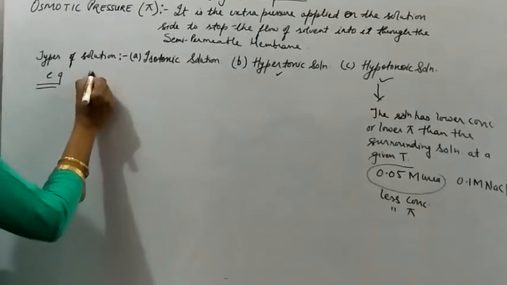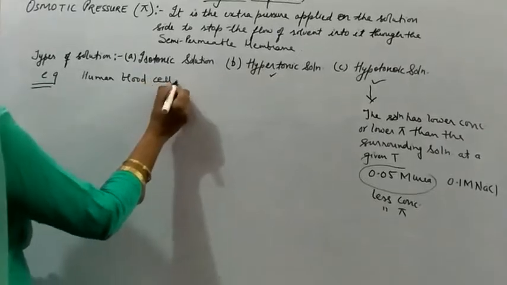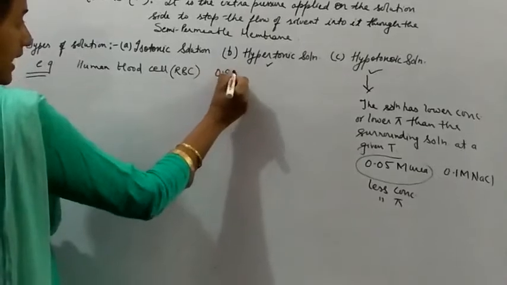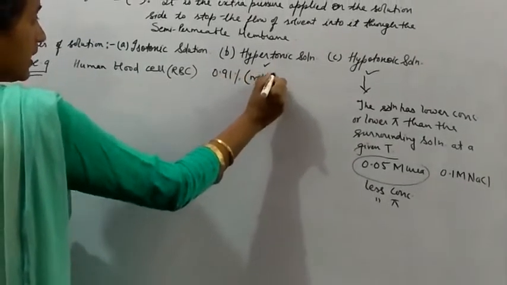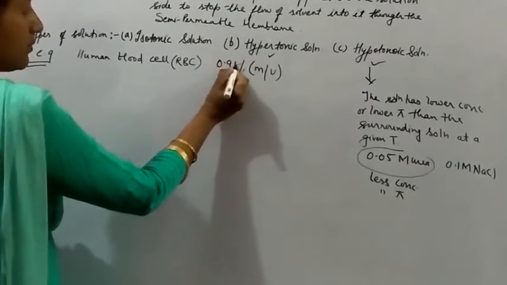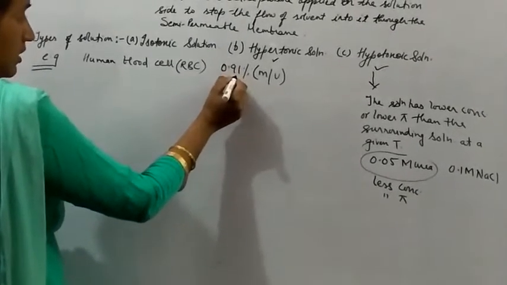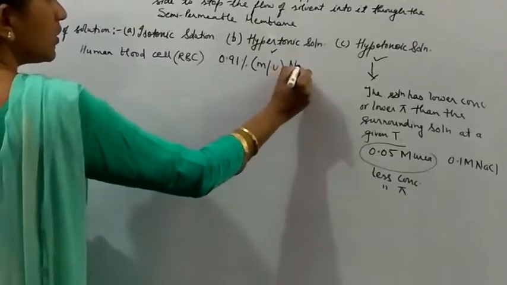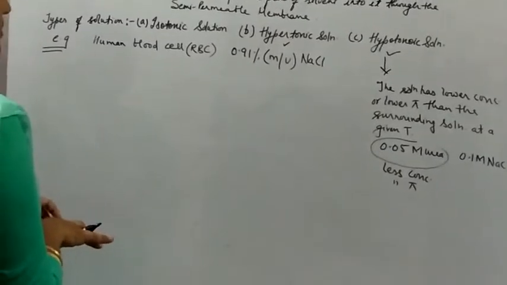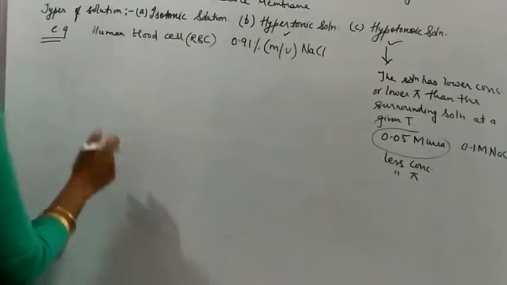Now the human blood cell, that is an RBC, has a concentration of nearly 0.91% mass by volume. That means 0.91 gram of solute, that is of NaCl, will be present in 100 centimeter cube of the solution. So human RBC has got the concentration of 0.91% mass by volume of NaCl.